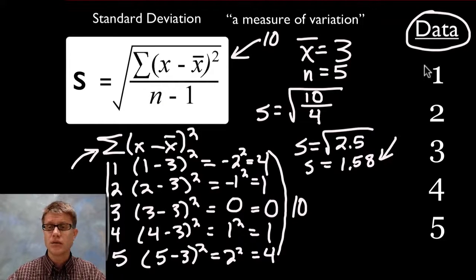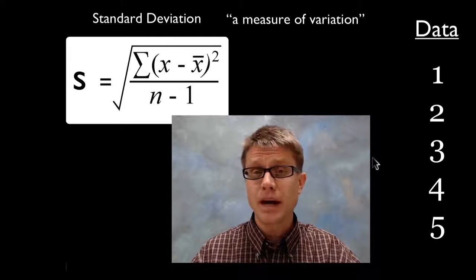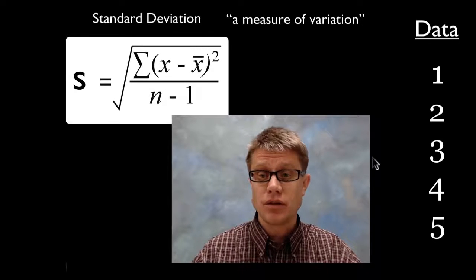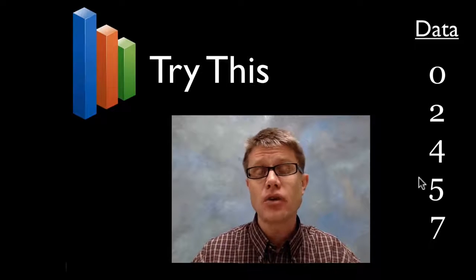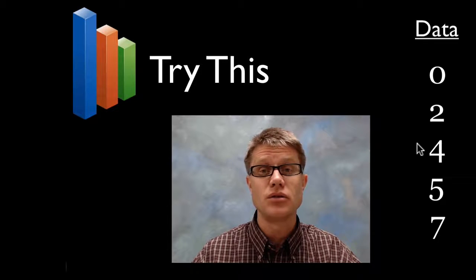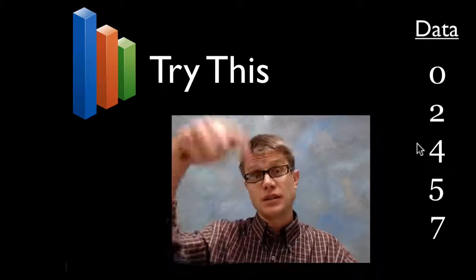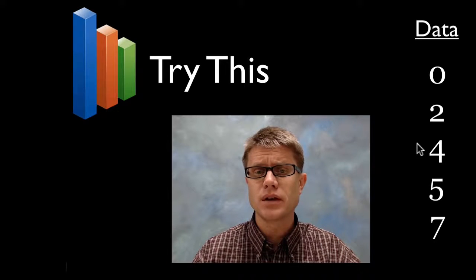Well, what does that mean? If we were to plot this data as a histogram, for example, this would be our standard deviation, 1.58. And it takes a while to figure that out by hand. So if you want to, give it a try. Here's a data set over here. Try to calculate the standard deviation using this data set by hand. I'll put the answer down in the description below the video, but I would give it a try. It's worth doing once on your own.